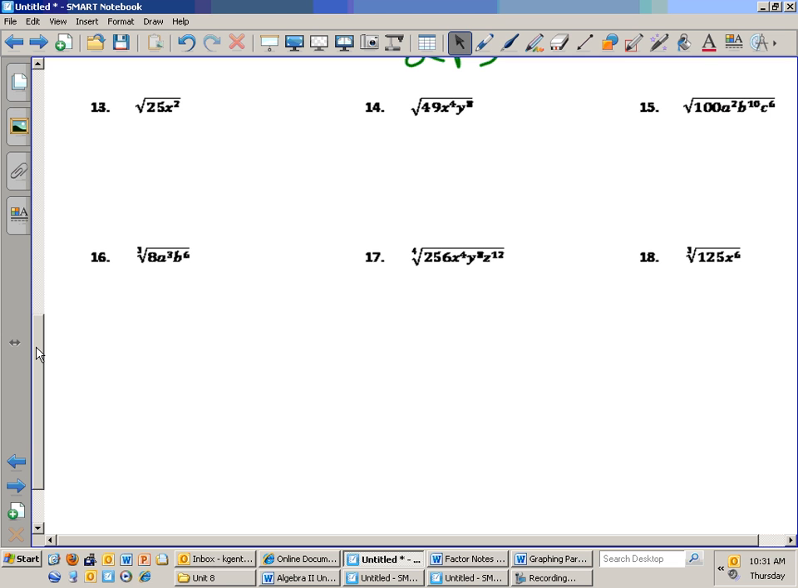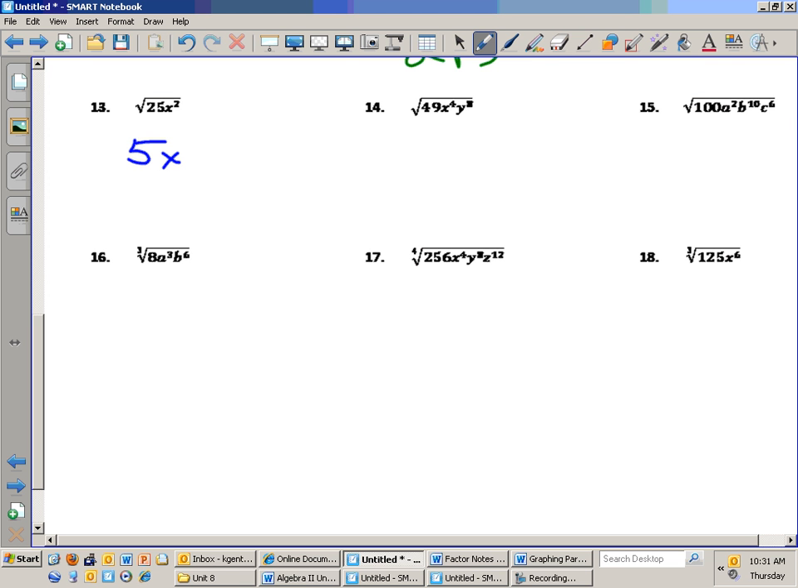So I have the square root of 25x squared. You work with the numbers, and then you work with the variables. So what times what is 25? 5. And what times what is x squared? X.